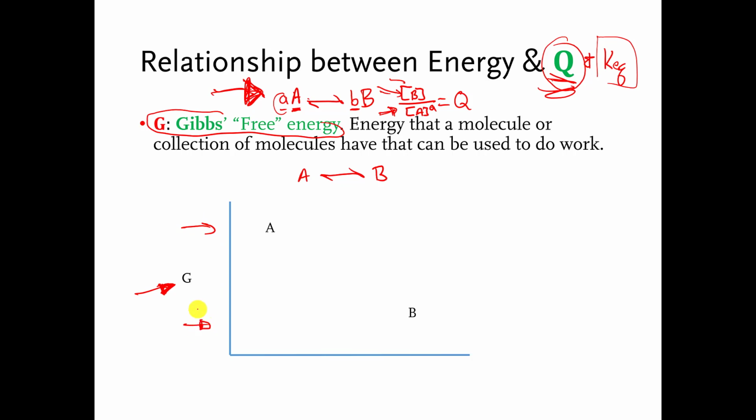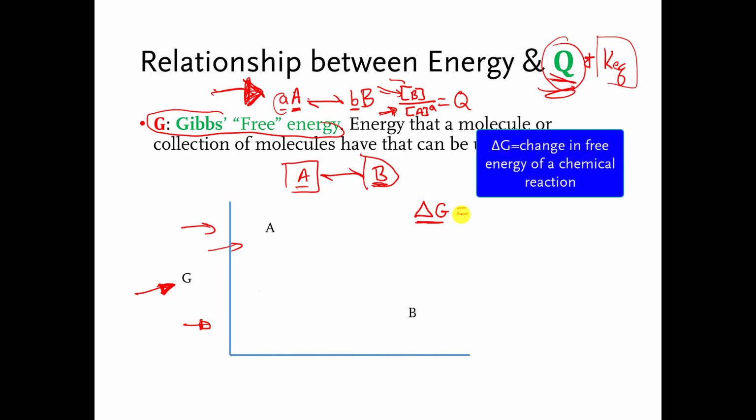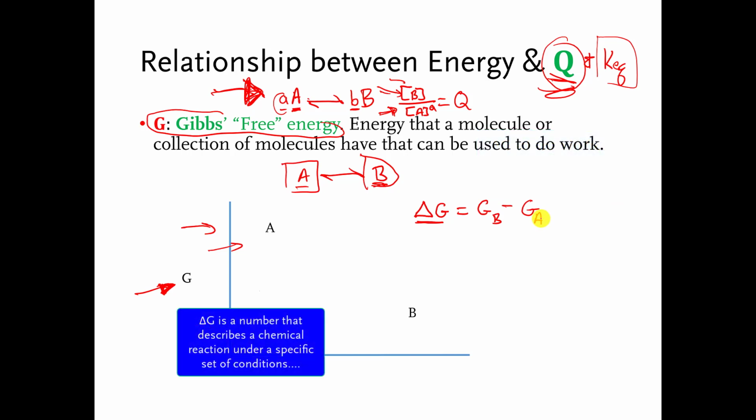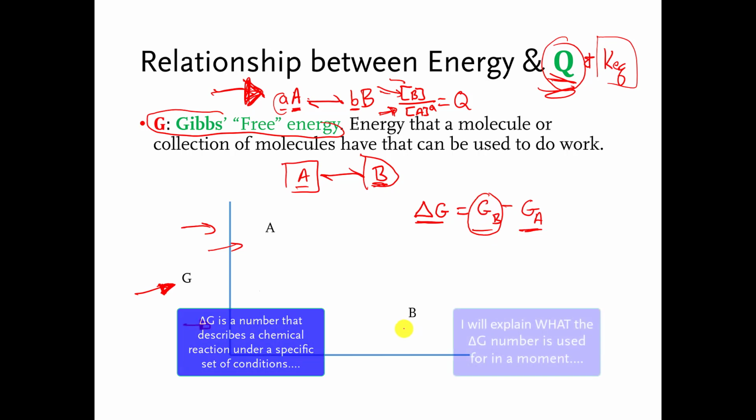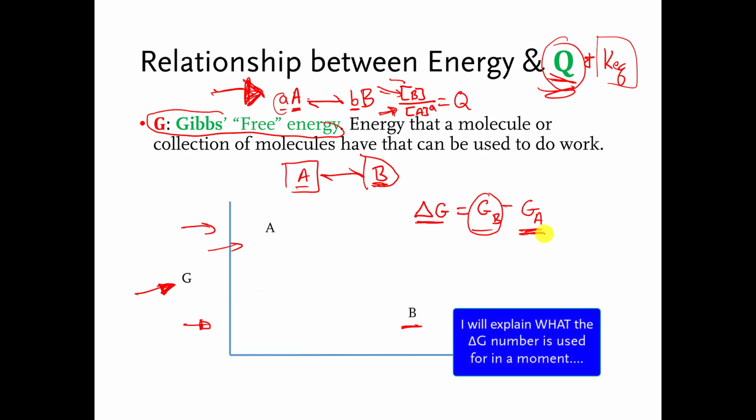What you say in this case when A has more energy than B is that if you want to calculate the change in free energy in this reaction, change in free energy, so that's going to be written with the Greek letter delta and a G, is equal to the free energy of B minus the free energy of A. And this is always how you do it. You always do the stuff that you end up with, the final stuff, minus the stuff that you started with.